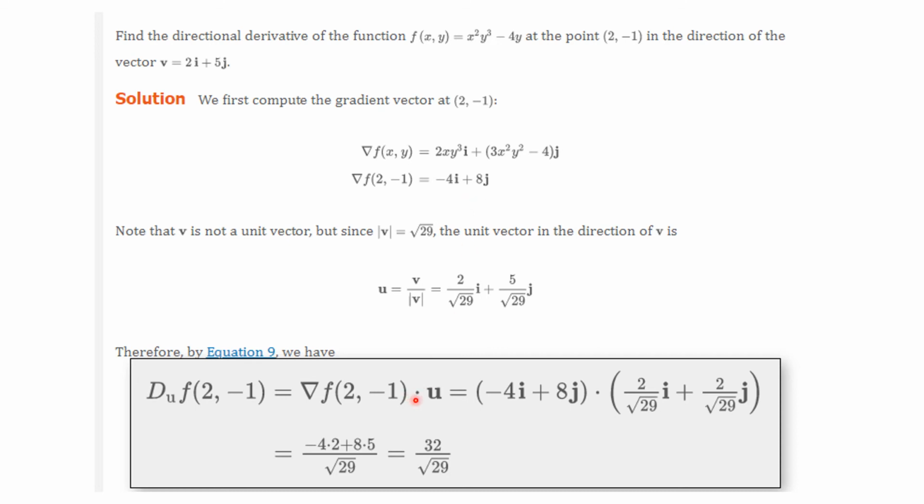But then I'm going to take that pointy bracket negative 4, 8, dotted with the unit vector here, finish the calculation, and we get my favorite number, 32 over the square root of 29. Now, this is the exact answer, and on a test or assessment, this is probably what I would expect you to do.